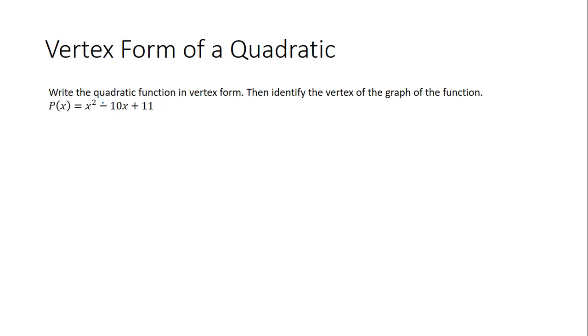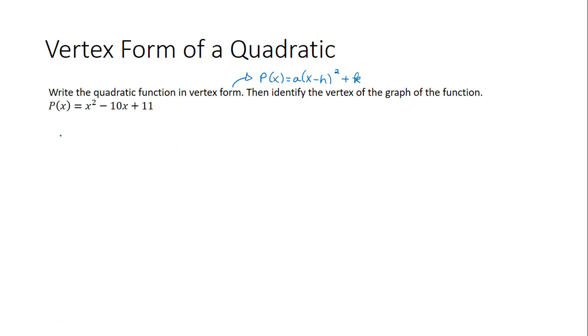In this example, we will write the quadratic function in vertex form. That is, we need to write it in the form p of x is equal to a times x minus h squared plus k, and then we will identify the vertex of the graph of the function. Recall that we used completing the square to get this factored form, this binomial squared, in our function.